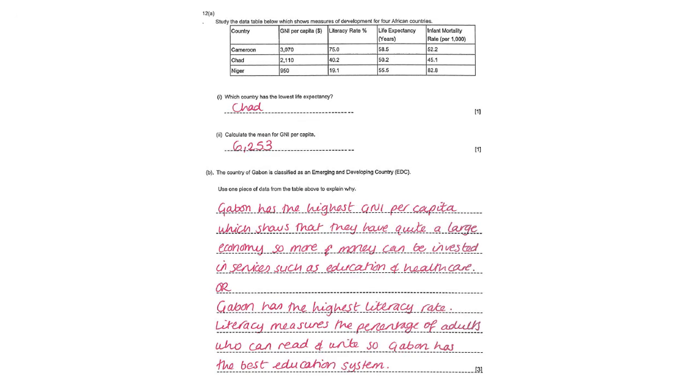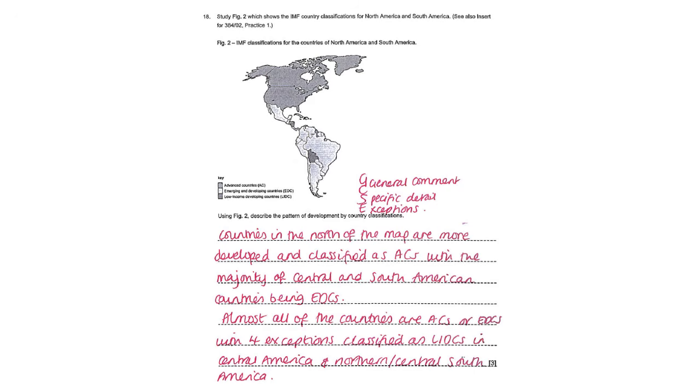Okay, so you might be asked to look at a table, work out which country is the lowest life expectancy, or calculate the mean GNI per capita. We've looked at this question before, which is where you're asked to describe the pattern of development. Again, remember that GCSE acronym, so general comment about things, specific detail about specific countries or continents, and then exceptions. Where are there none?